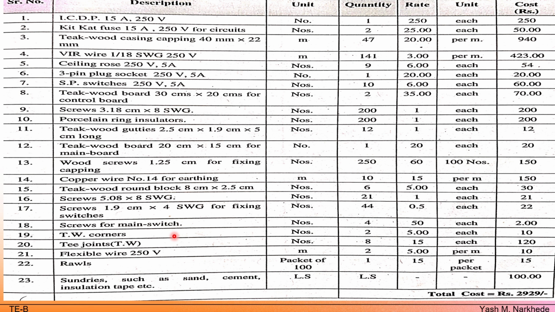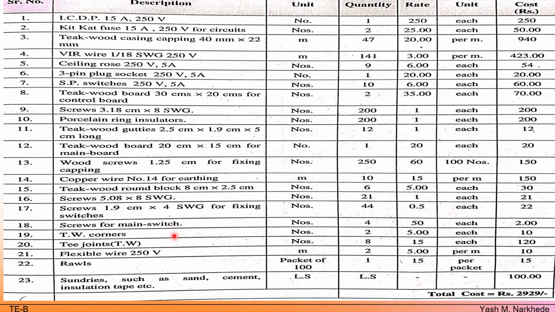Continuing with the table, 9 ceiling roses for tube lights and fans, 54 rupees. 2 plug sockets for 20 rupees. 10 switches 250 volt 5 ampere is for 60 rupees. 2 control boards made up of teak wood is for 70 rupees. Screws, insulators, gaties and small fittings are also included with their respective quantities to complete the installation properly.